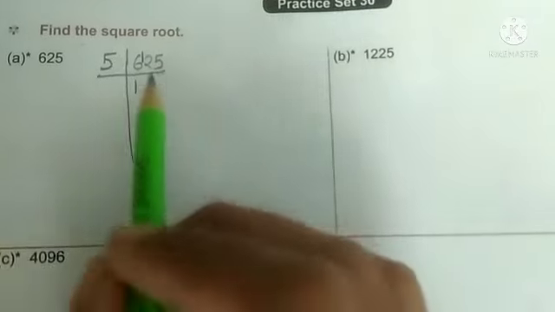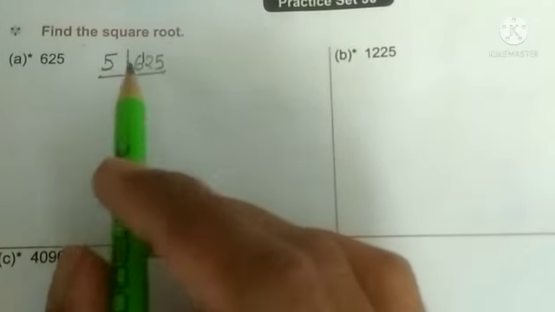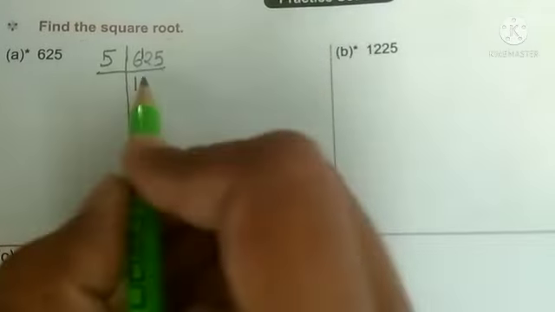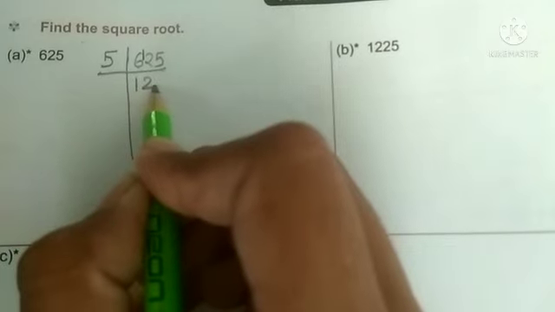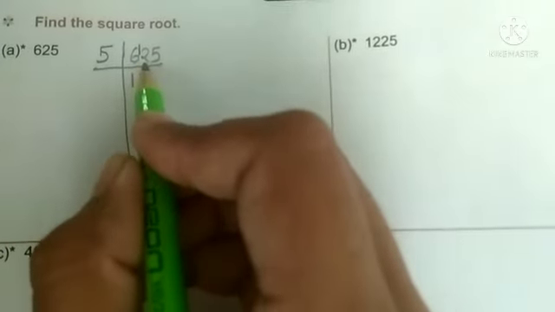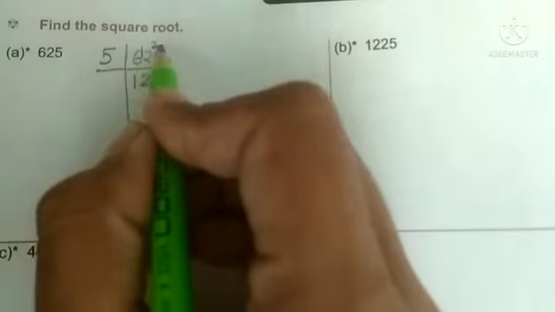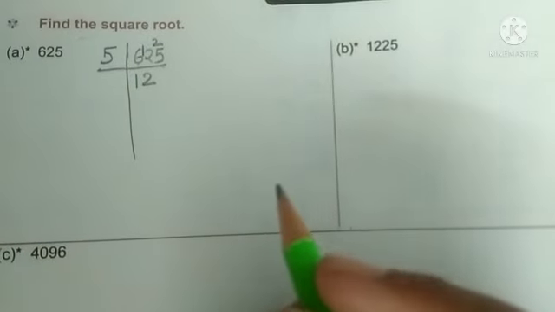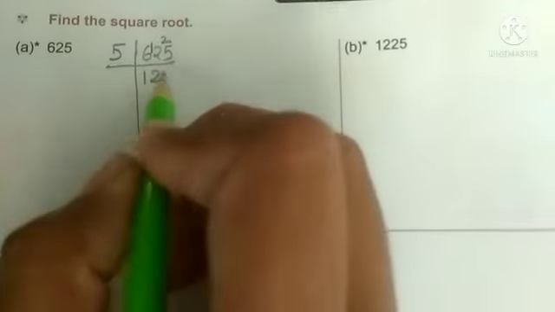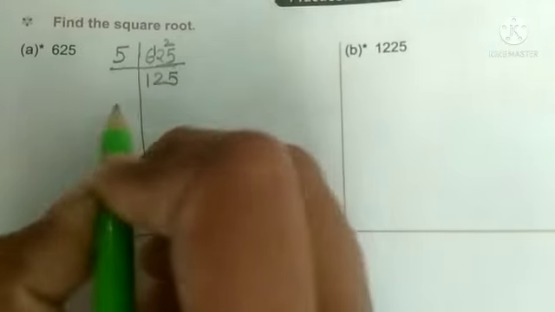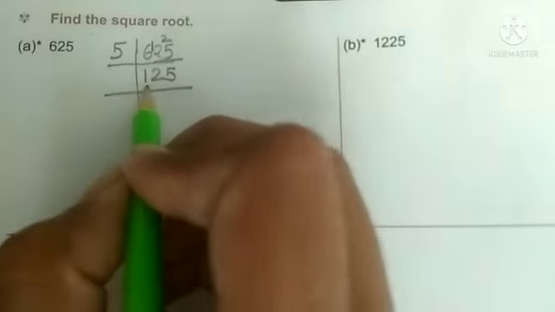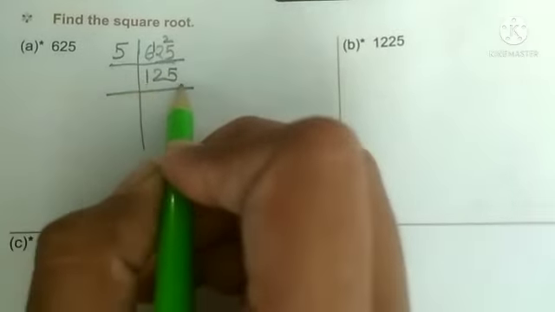Clear? Now 12 is not there in your 5's table. So the smaller number is 5 2s are 10. So 12 minus 10, what do you get? 2. So 2 we have to carry with 5. So it will become 25. So 5 5s are 25. Clear? So here our quotient is 125.